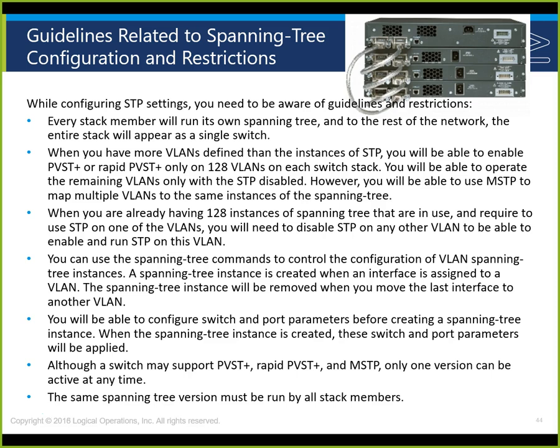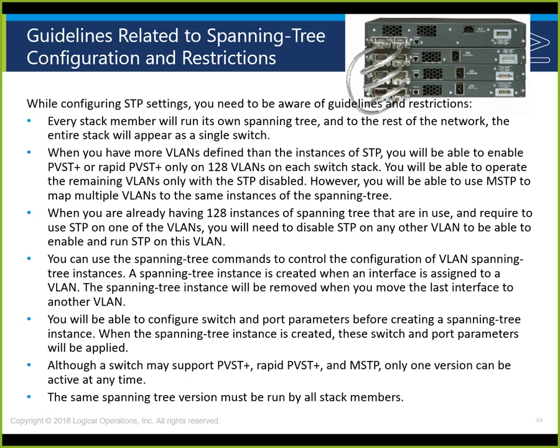Keep in mind that an alternative here might be the multiple spanning tree protocol. We'll be able to use MSTP to map multiple VLANs to the same instances of spanning tree. When you already have 128 instances in use and require STP on one of the VLANs, you need to disable spanning tree on another VLAN in order to do that. So it is a zero-sum game, is what they're all saying. We have so many instances of spanning tree that we can use on these things, and that's all that there are.